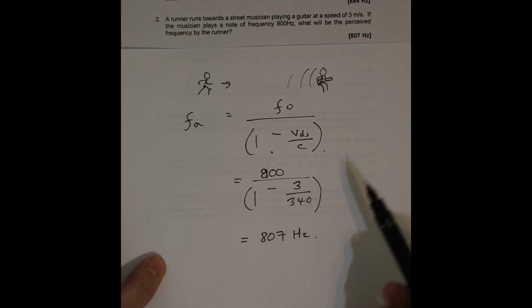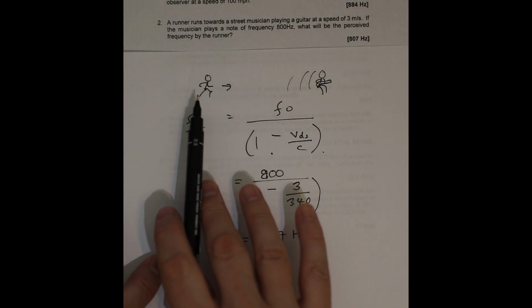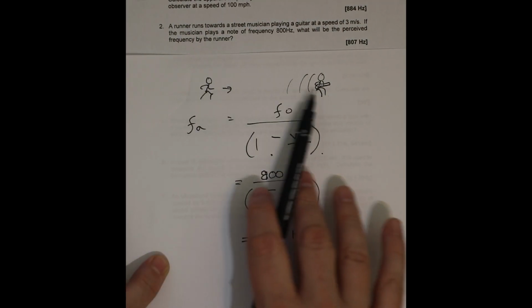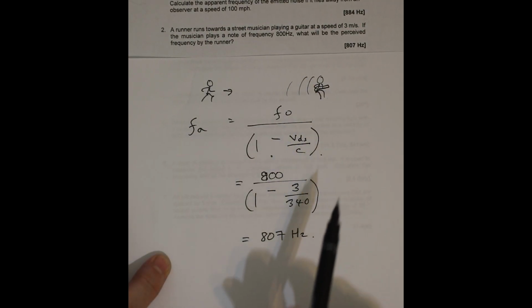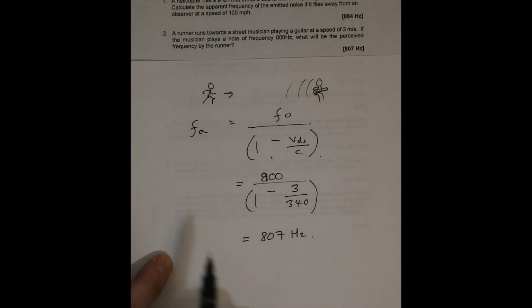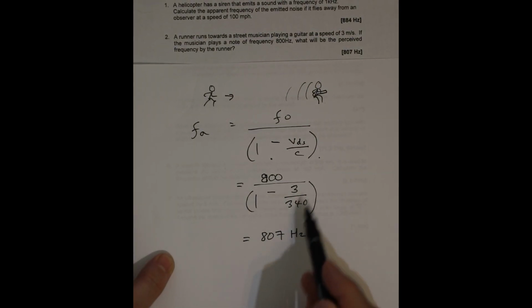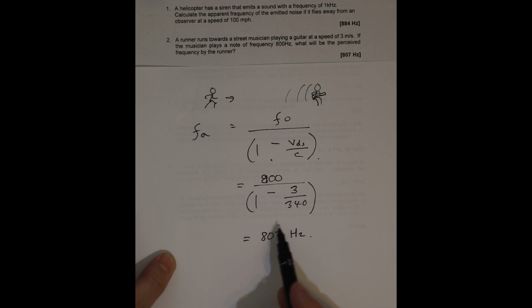It's only a small amount because the speed of the runner relative to the emitter of the sound is much lower than the speed of sound. The speed of sound is 340 meters per second, the speed of the runner is only 3, so the actual increase is pretty small.